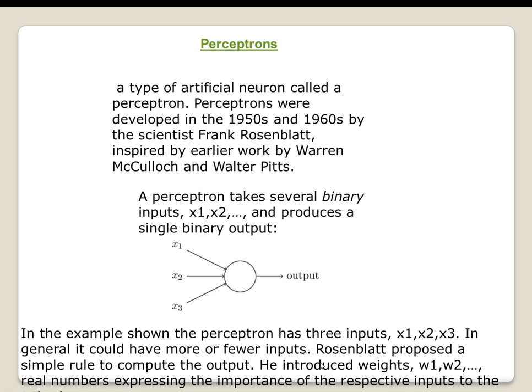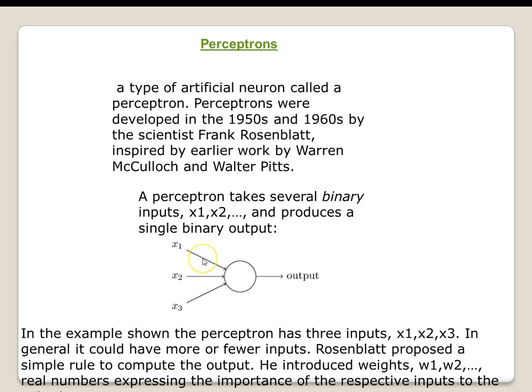Rosenblatt proposed a simple rule to compute the output. He introduced weights, W1, W2, again these should be subscripts, which are real numbers expressing the importance of the respective inputs to the output. We're going to put a weight here, a weight here, a weight here, like a number. Maybe this is 3, 4, and 5. If I put 3, 4, and 5, which input is the most important, according to the way I've put the weights?